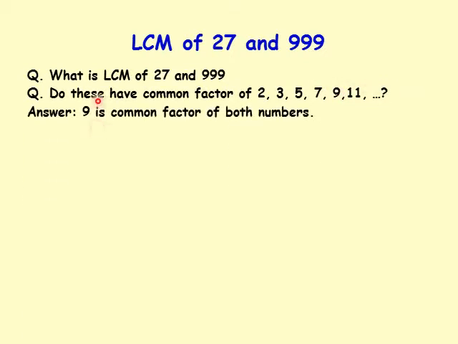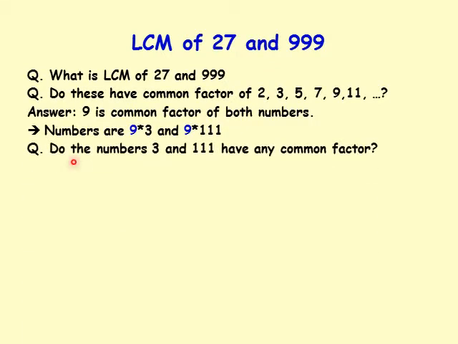Okay. 9 is a common factor of both the numbers, because the digit sum of 27 is 9, and the digit sum of 999 is also 9. The 9 is a common factor. Then my first number is 9 times 3, and the second number is 9 times 111. Let's continue here. Do 3 and 111 have any common factors?